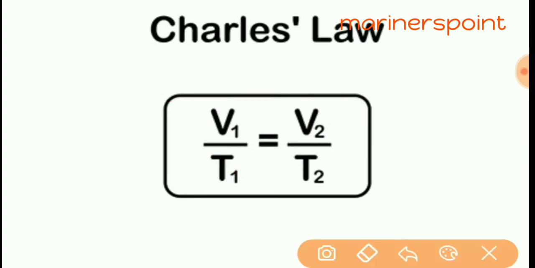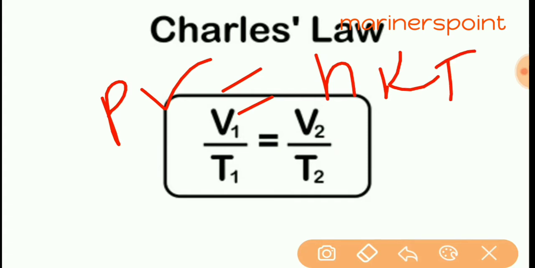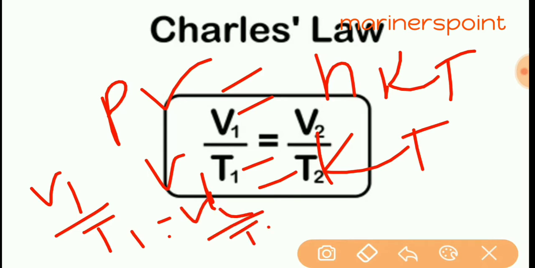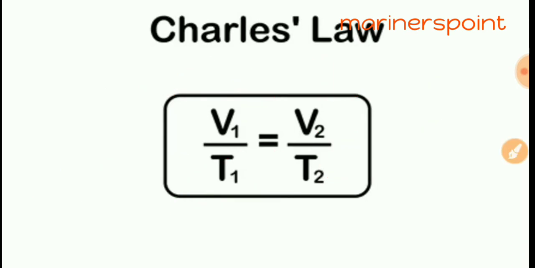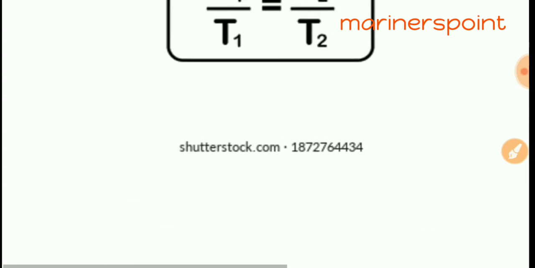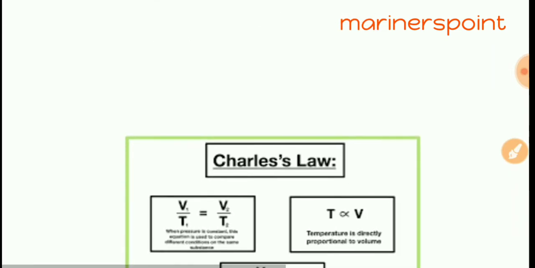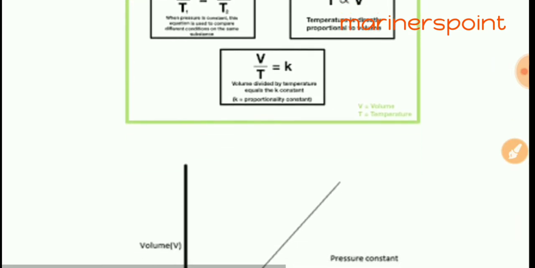Then what relation will we get? When all things are constant, we get V equal to kT. Then V1 by T1 is equal to V2 by T2. We will get this relation. It states that when pressure is constant, we get a relation between V and T.